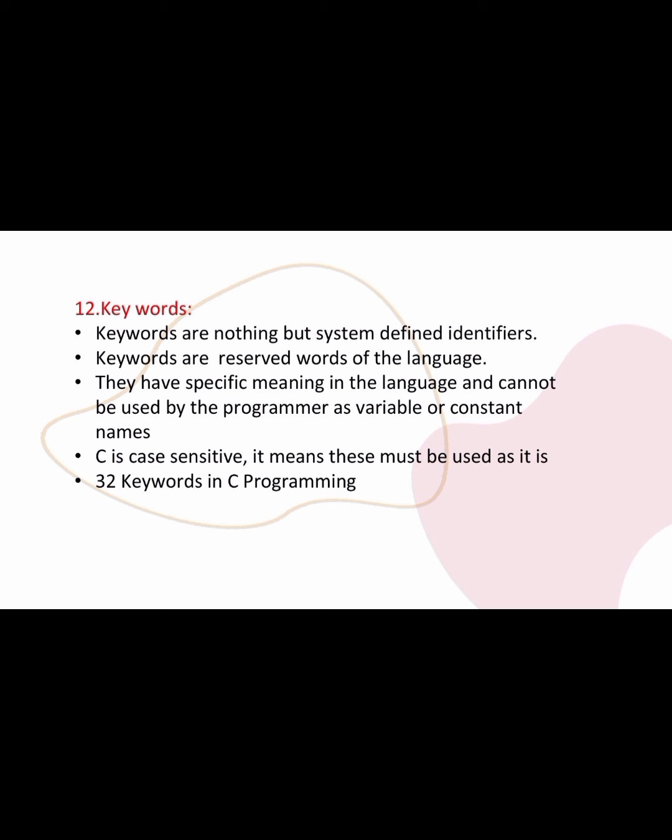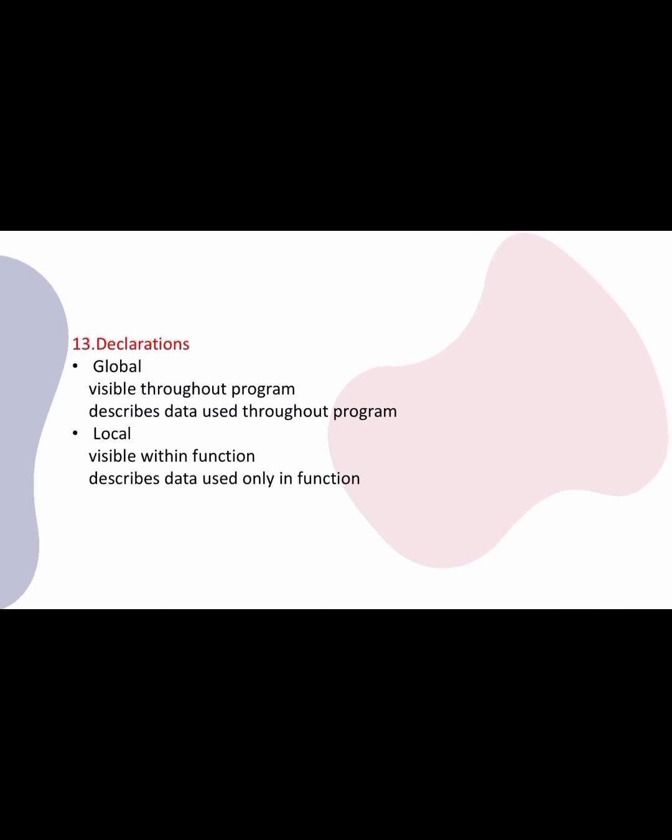Declaration: we have two types of declarations. Global: visible throughout the program, and it describes data used throughout the program. Another is local. Local declaration: visible within a function, describes data used only in that function.